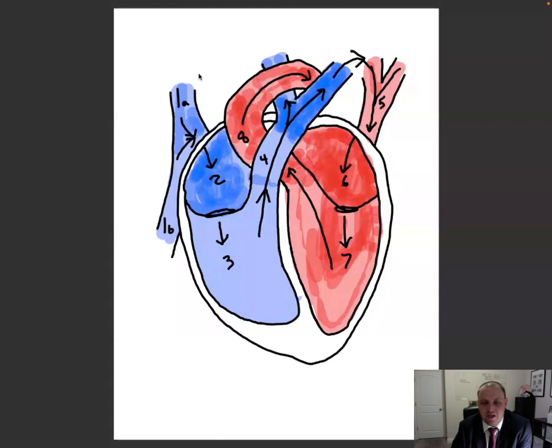So I'm going to start here in the upper left-hand corner with this vein, and it is called the superior vena cava, and it brings blood back to the heart from the top half of the body. Number 1B down here is going to be the inferior vena cava, which brings blood back to the heart from the lower half of the body.